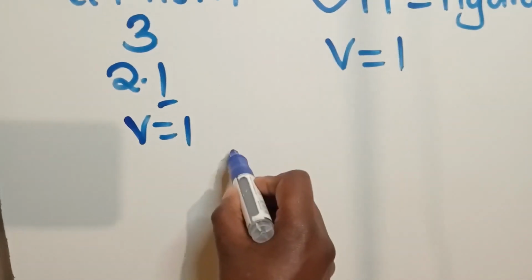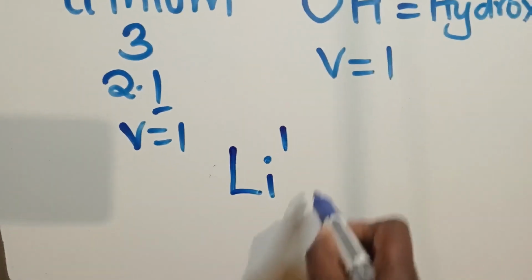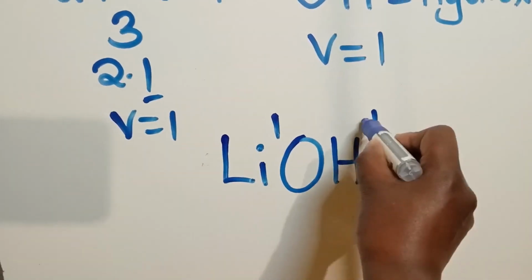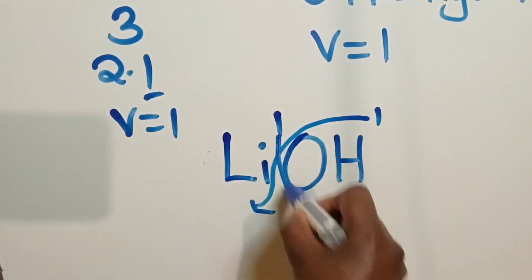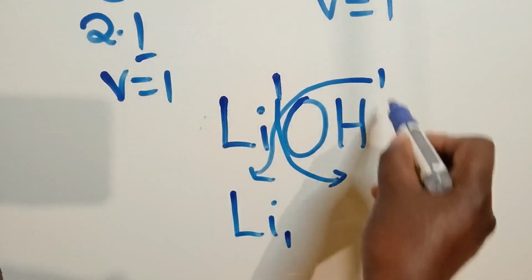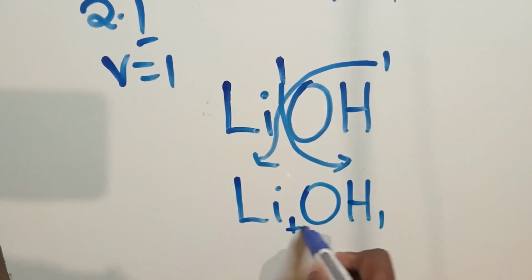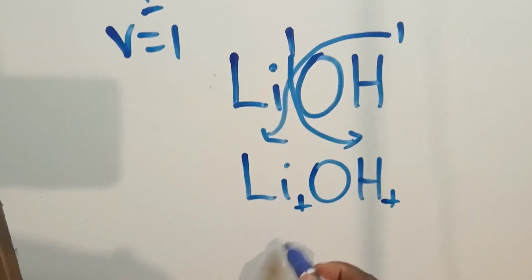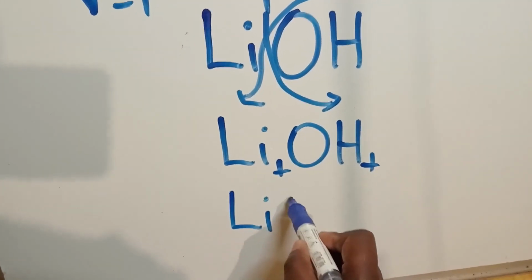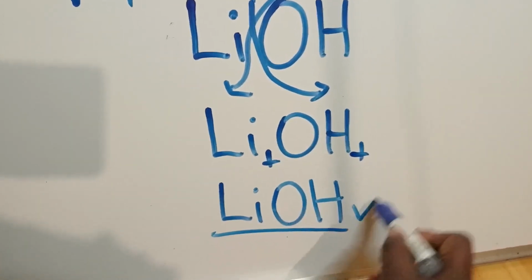So then we go to the writing of the formula. Lithium with valence 1, hydroxide with again a valency of 1. We exchange the valencies, so lithium gets the 1 from the OH and the OH gets the 1 from lithium. Again, you cancel out the 1, so lithium hydroxide has that formula.